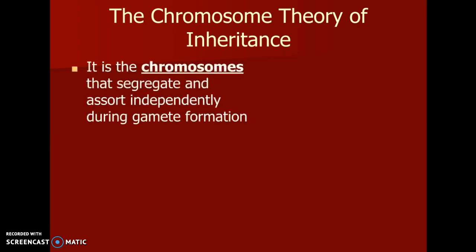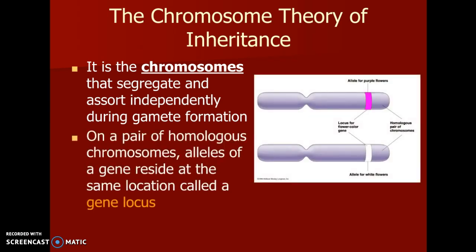It's the chromosomes that segregate and sort independently during gamete formation. If you think back to our last chapter, we talked about mitosis and meiosis. If you remember, it's meiosis where this happens, and more specifically, the segregation occurs during meiosis 2, when we go from diploid finally to haploid for our sex cells. On a pair of homologous chromosomes, the alleles of the gene reside at the same location called a gene locus.